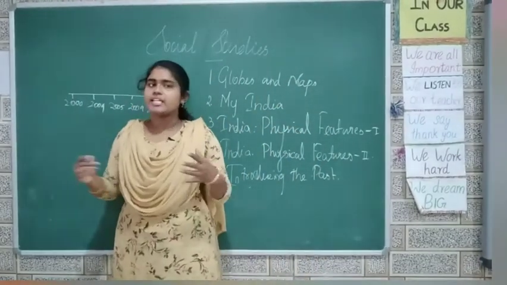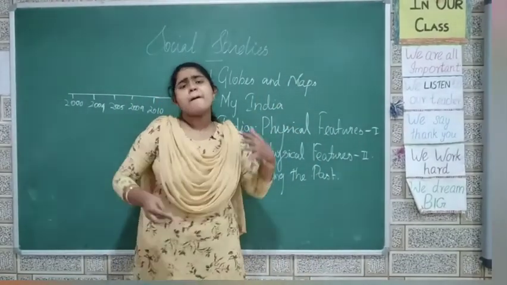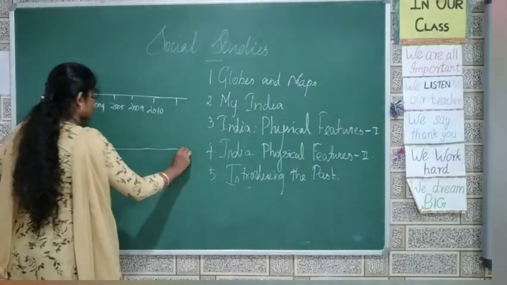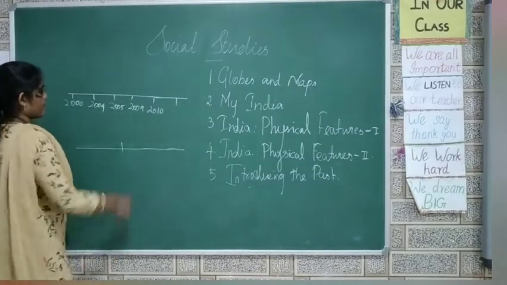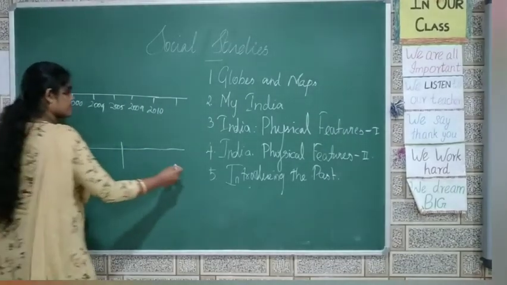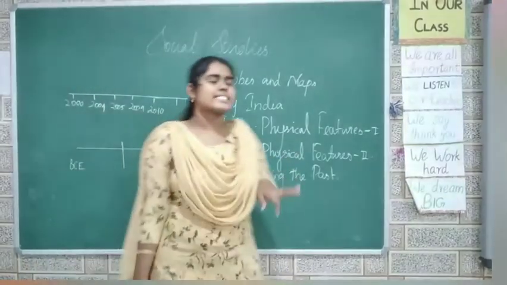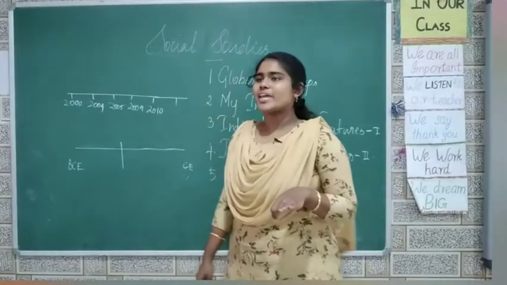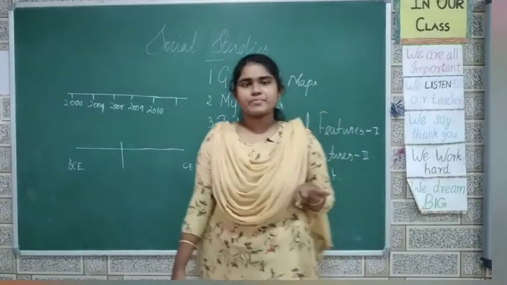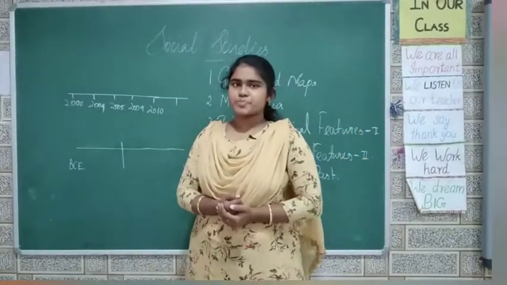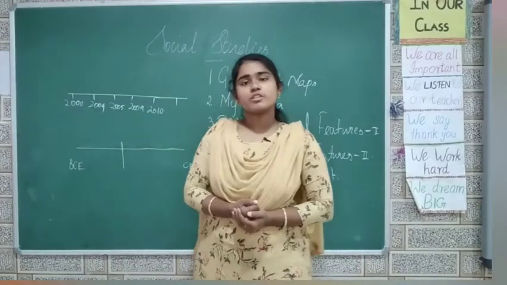And then another example to understand the CE and BCE. Make a horizontal line. So a slit here, BCE and CE. So first I would like to ask a question. We are living in which century? Can you answer me, with an explanation? What is meant by century?